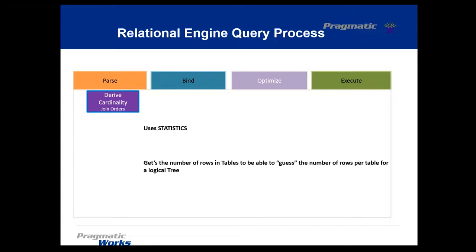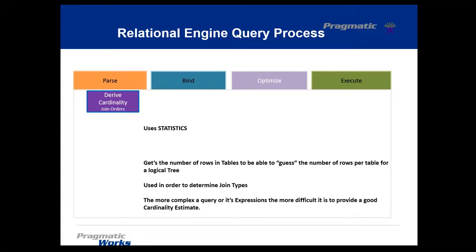When we sample for statistics or we update statistics, we can get a statistical count. We can do a high-level sample. We can do a deep-level sample. But what we're doing is getting that sample so the optimizer can guess whenever we have to write a query. We use this to determine our join types as well. If it's a more complex query, if it's an expression, it's really important for us to have good cardinality estimates.